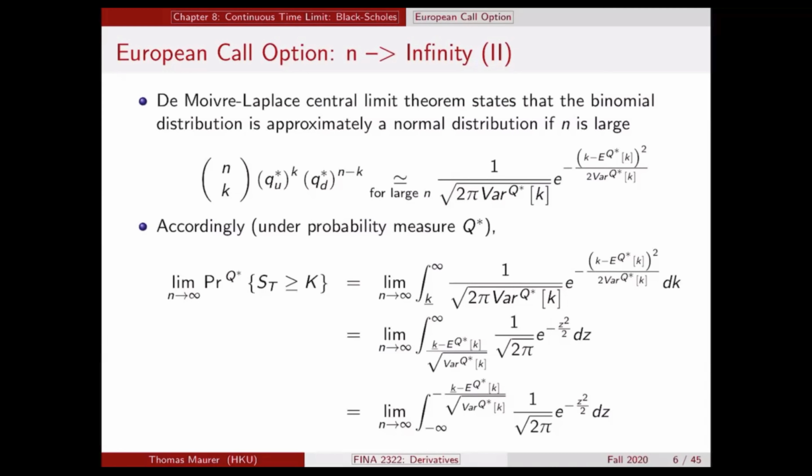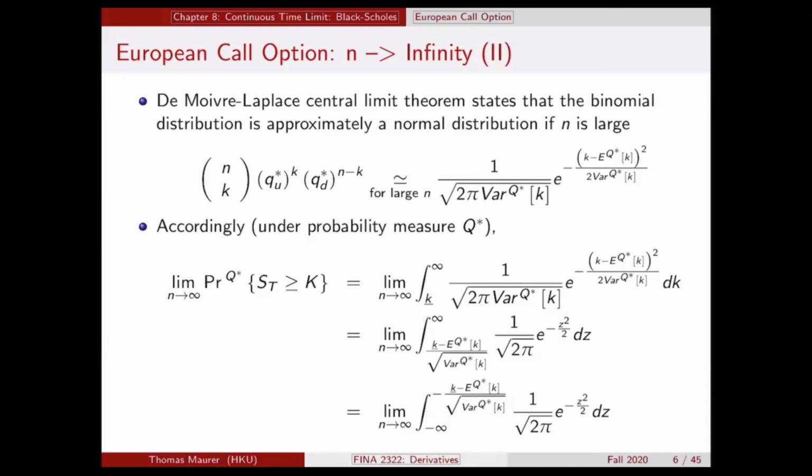Basically, under that Q star measure, this binomial distribution, this probability measure, will approximately be the same as a normal distribution probability measure. And this functional form looks kind of complicated and fancy, but this is just how we write the functional form for a normally distributed variable. So what's the idea here?